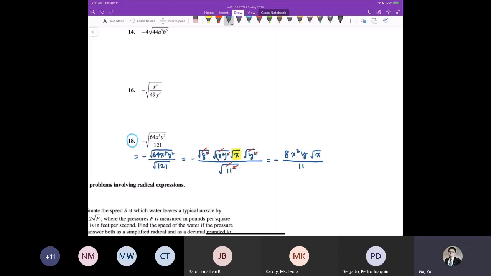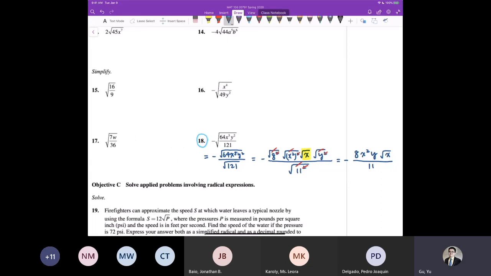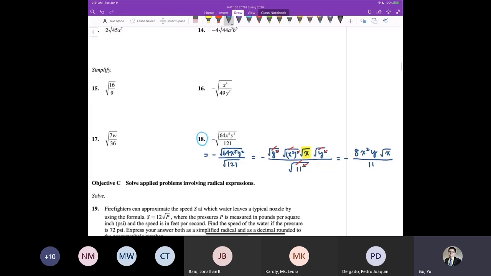All right, so that's basically how you simplify radical expressions. Hopefully you know how to do that. If it's an even exponent, you just divide the exponent by 2. That's how you get rid of the radical sign. If it's an odd exponent, you're going to break it down into an even exponent multiplied by whatever's left, and then you take the square root. So make sure you remember that.